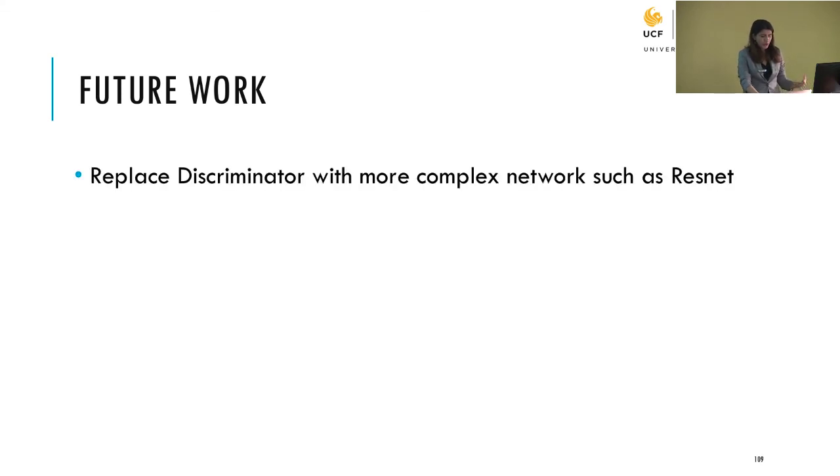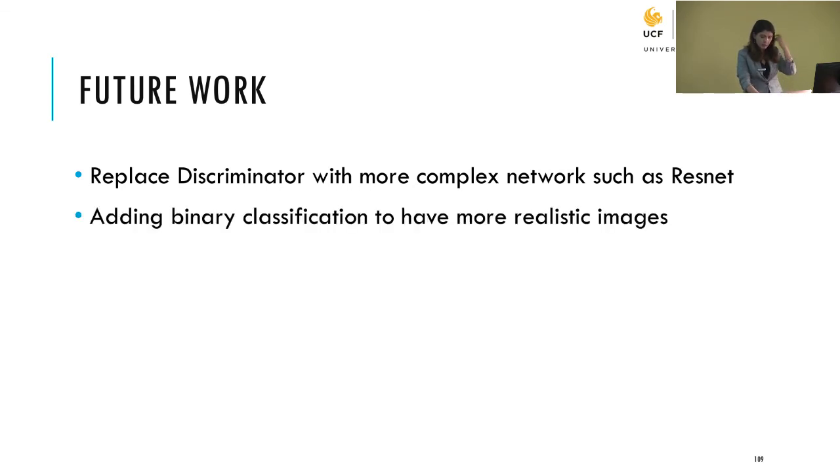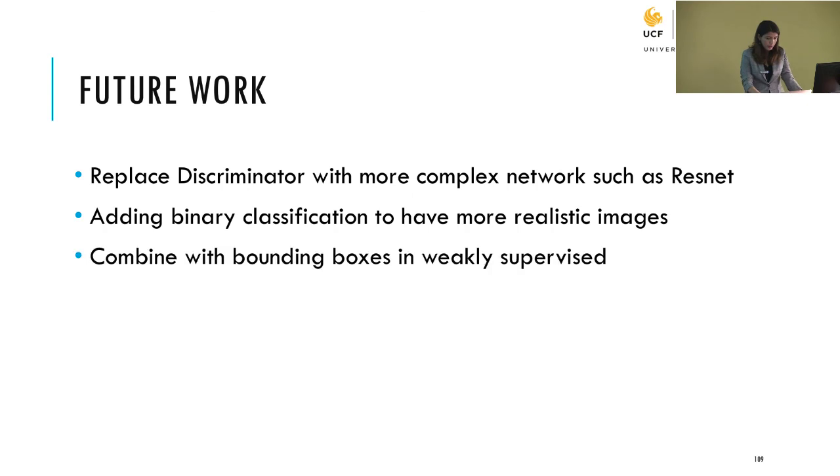In the GAN approach, we just replace the discriminator with a simple fully convolutional neural network, but using more recent approaches like ResNet can help. And if you want to have more realistic data, we can have another branch for just binary classification. Also, for the weakly supervised, we can combine the bounding boxes or use some foreground, background scores.